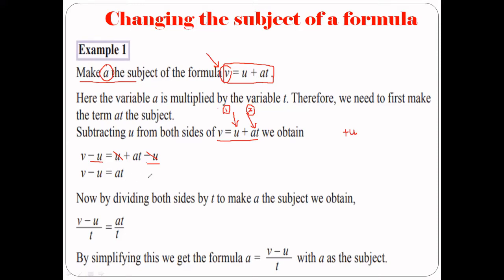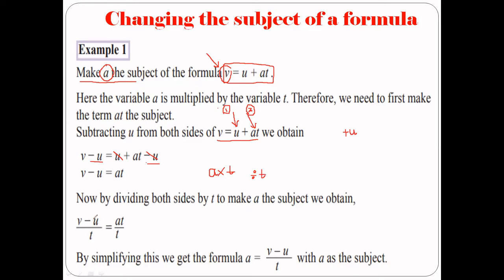So how to remove this T? You have to use inverse operations. AT means A into T. Okay. So A multiplied by T. So what is the inverse operation? You have to divide by T. You have to divide both sides by T.